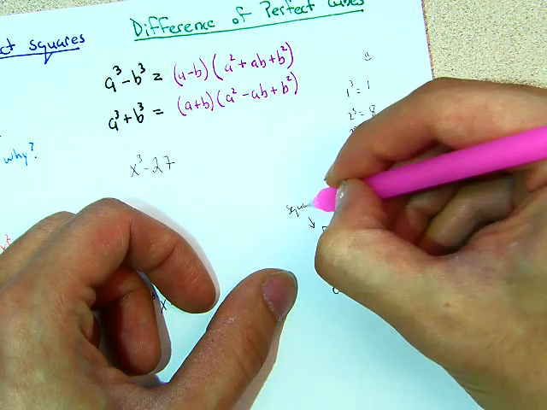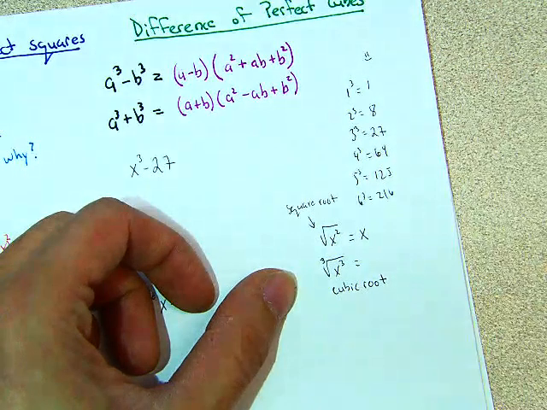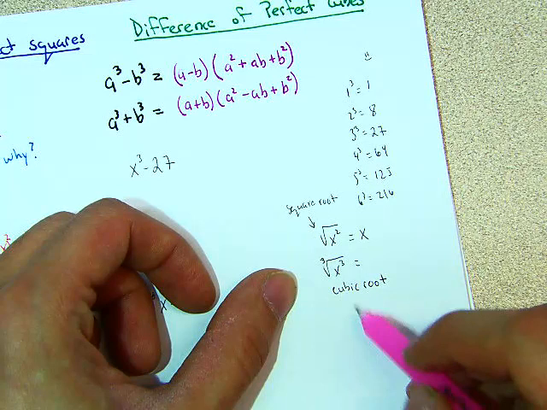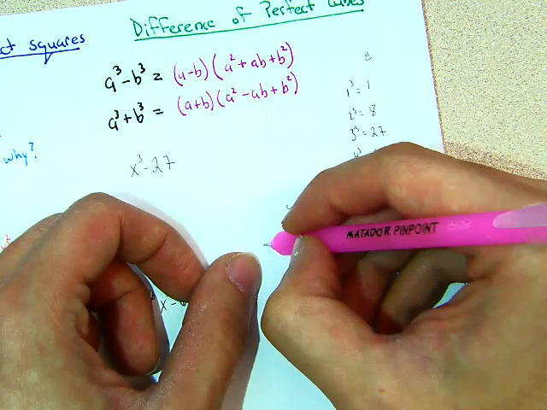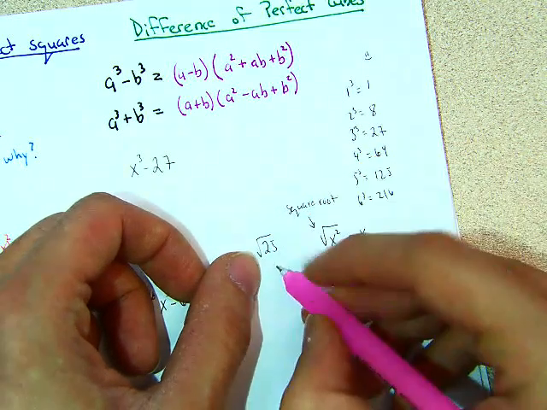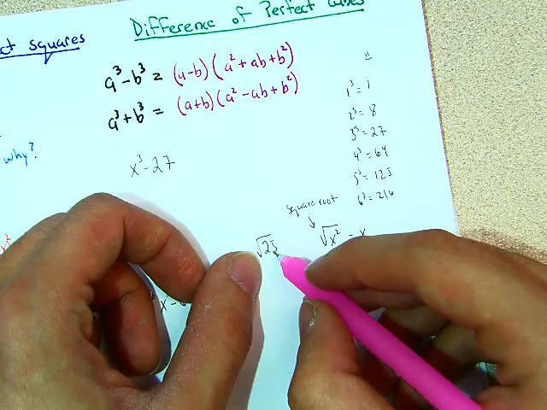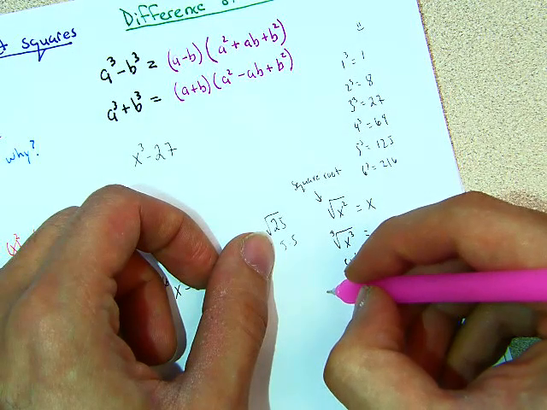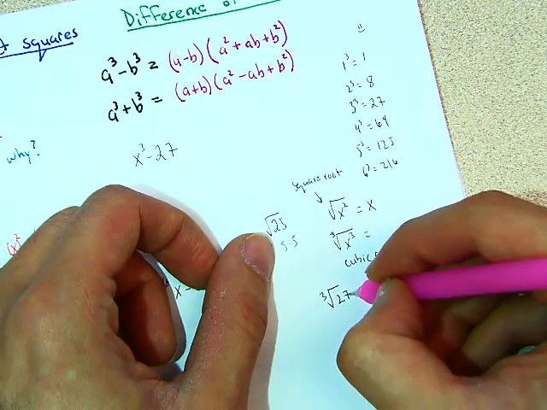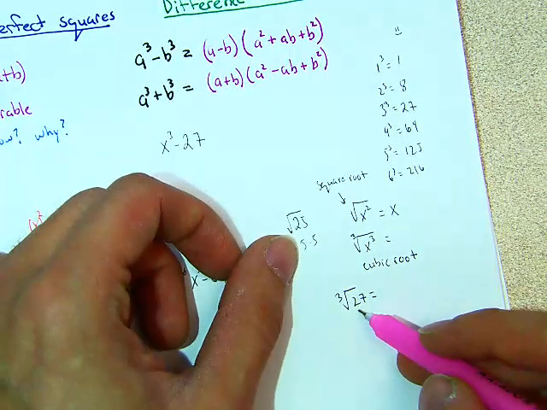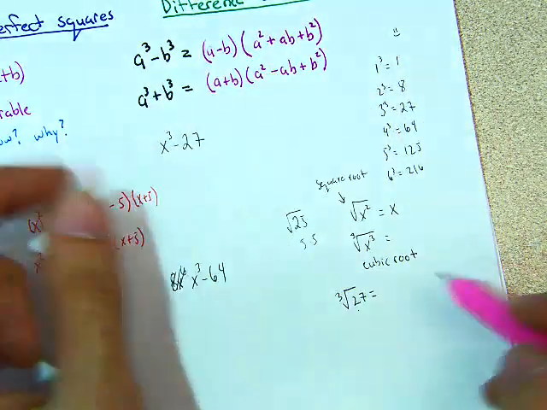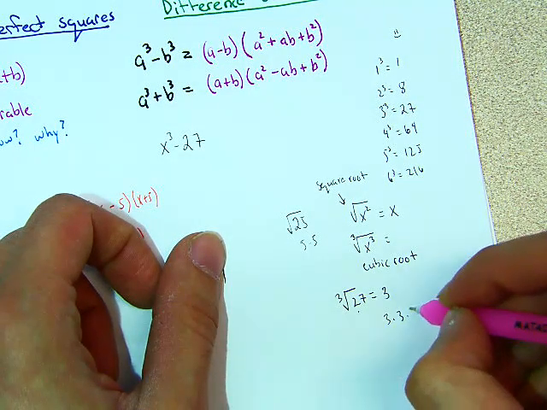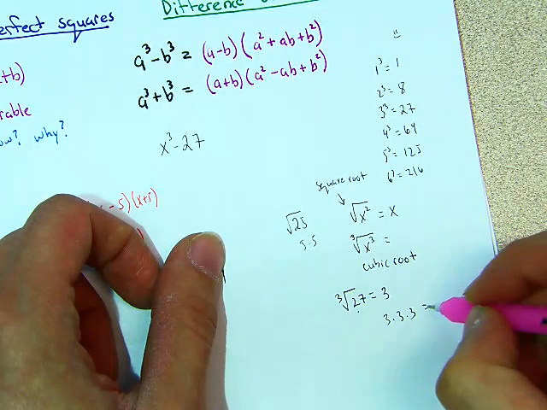How do you pronounce this? This is the square root, right? There's a 2 here. Here, we're going to take the cubic root. If I take the square root of 25, I ask what number times itself gives me 25. That is 5 times 5. What if I say the cubic root of 27? What number times itself 3 times gives us 27? It will be 3, because 3 times 3 times 3 is 27, right?